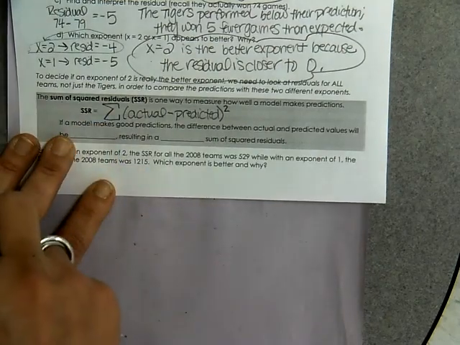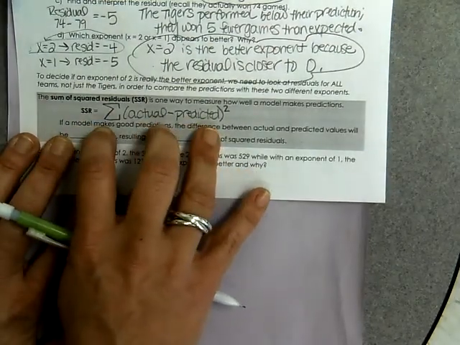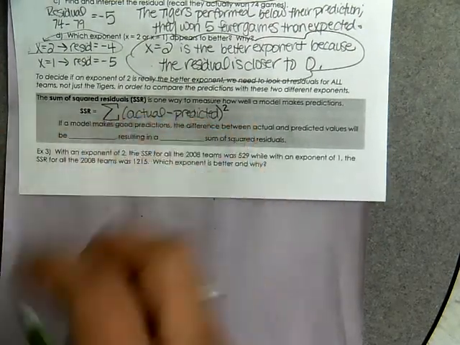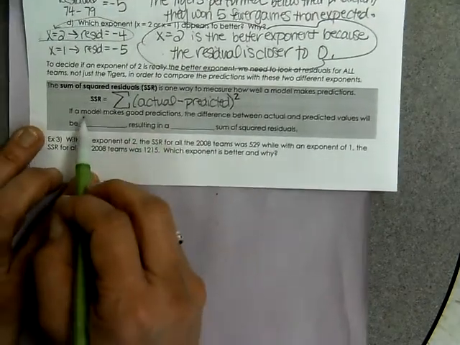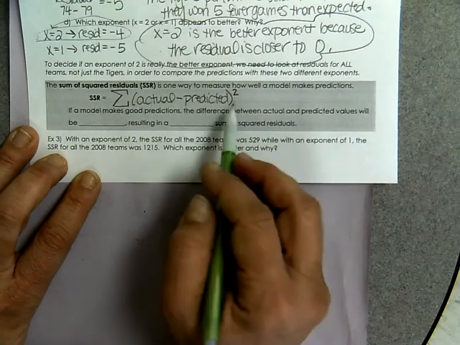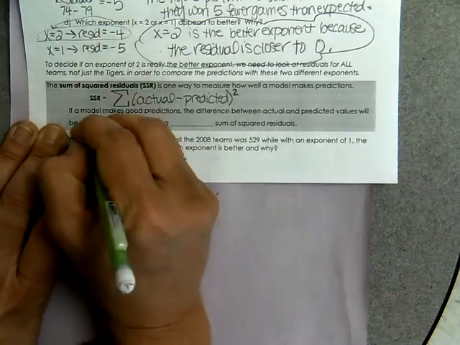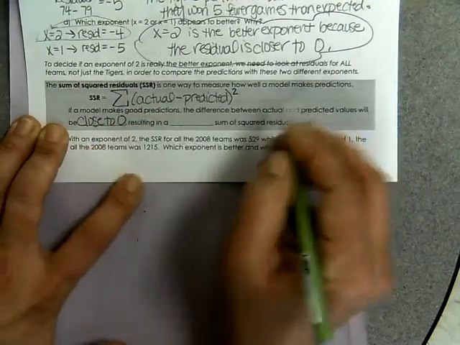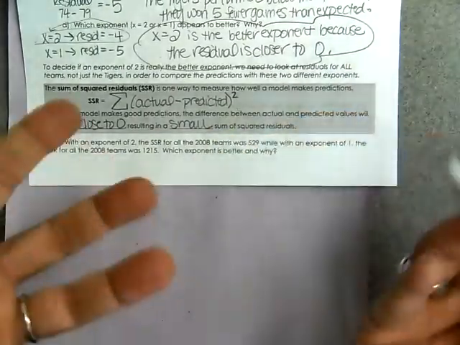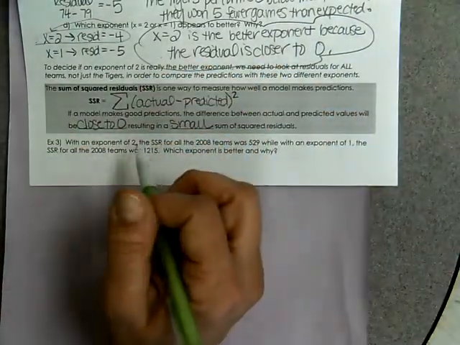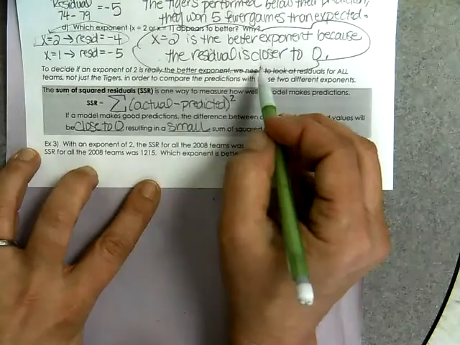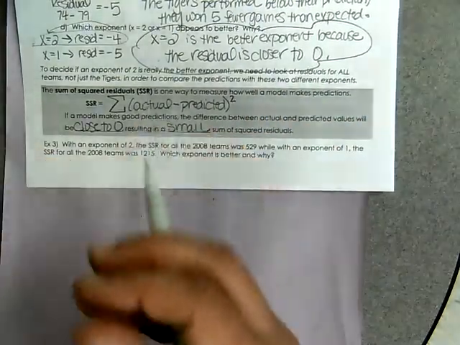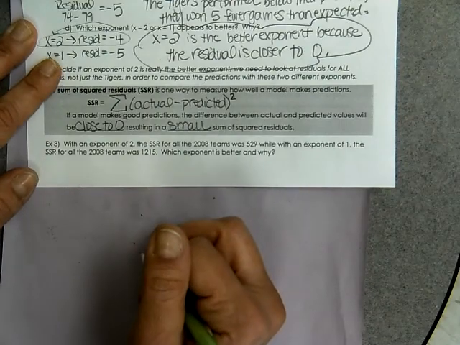Now, the good news is I'm never going to ask y'all to calculate it. But again, I think it's important that you understand what is happening when we're talking about the sum of squared residuals. Again, if a model makes good predictions, the difference between actual and predicted values will be close to 0, resulting in a small sum of squared residuals. So because you're squaring it, we're not going to see any negative values when we have SSRs. So we can always pick the smallest one when it's an SSR. So residuals, you have to say close to 0. SSR, you are allowed to say smaller. If you want to say close to 0, that's okay too.